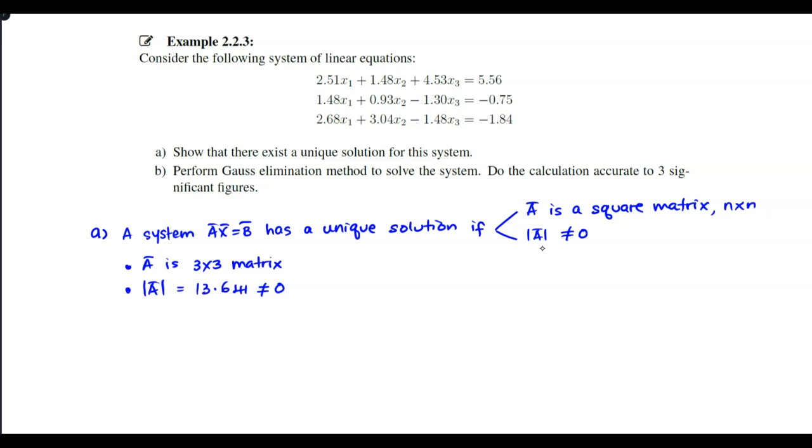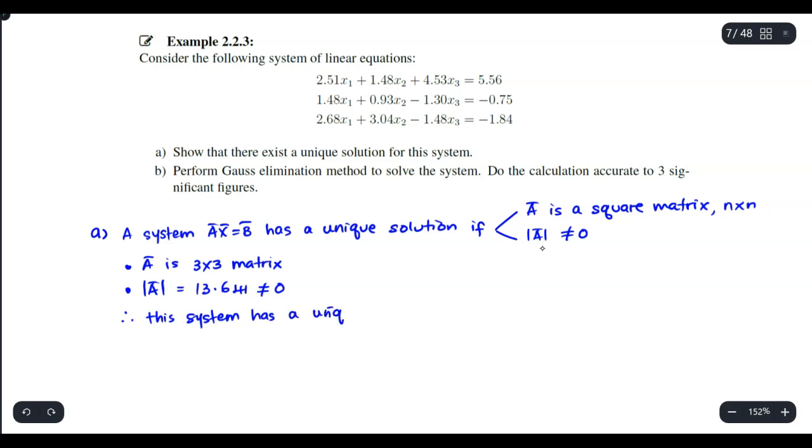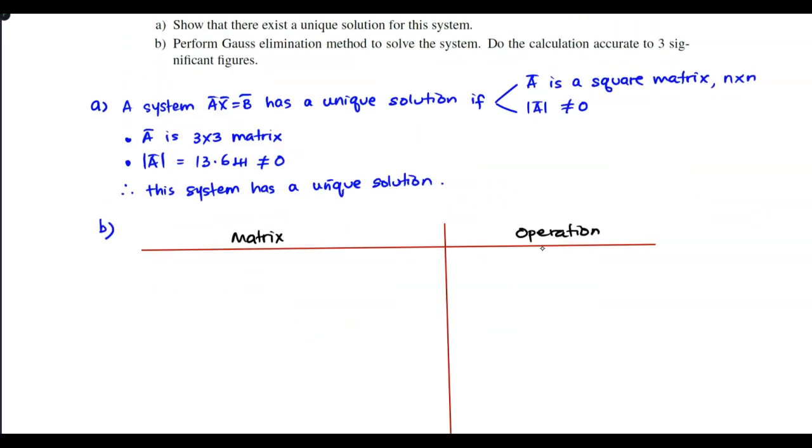So we can see here we have satisfied the 2 conditions. So we can say that the system has a unique solution. Therefore, this system in this example has a unique solution. Or you can say there is a unique solution for this system. That's part A. Now, part B: perform the Gauss elimination method to solve the system.